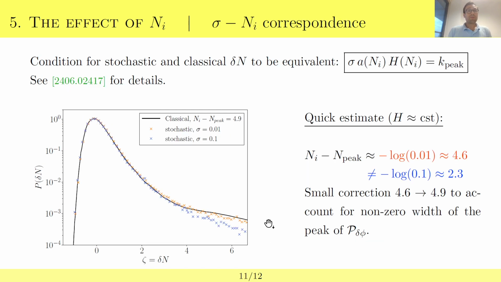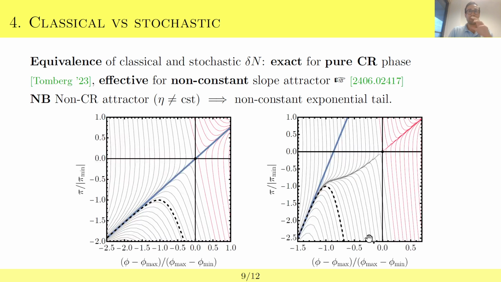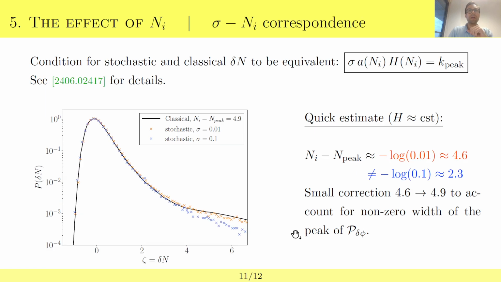Okay, and before concluding, I want to discuss an important remark regarding this effective coincidence, or this effective equivalence, between the classical and stochastic delta N formalisms that we found for this kind of models, in which a priori it is not guaranteed, which is this consistency relation relating two important parameters: the coarse-graining parameter from stochastic delta N and the N_i parameter from classical delta N.